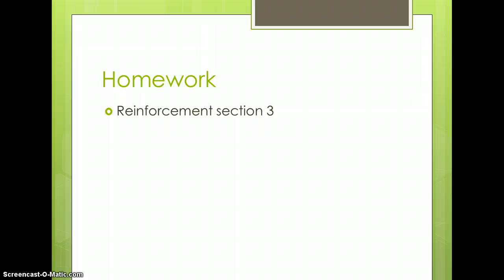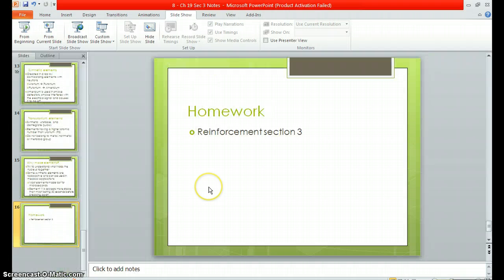All right, so that's it then. You just have the reinforcement section 3 homework. You might need the book to help you do it, and we just want to make sure we get that done then.